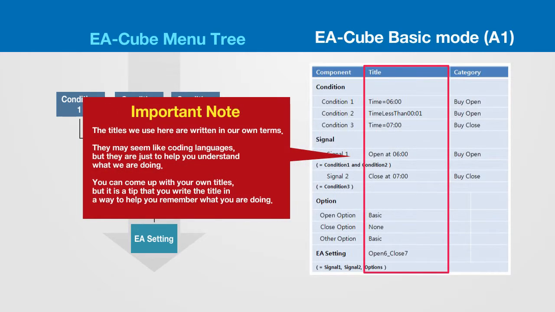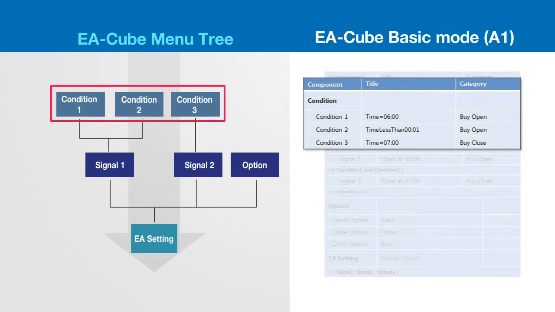Before we move on, there's an important reminder. The titles we use here are written in our own terms. They may seem like coding languages, but they're just to help you understand what we are doing. You can always come up with your own titles, but it is a tip that you write the title in a way to help you remember what you are doing. There will be 4 steps.